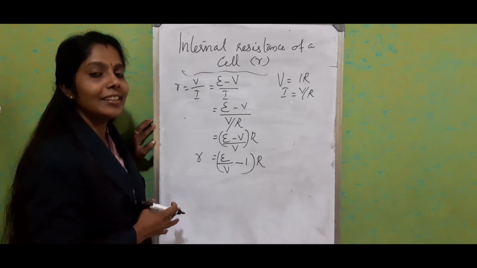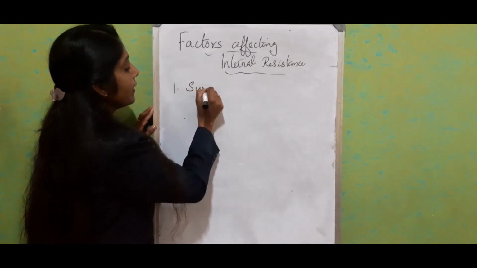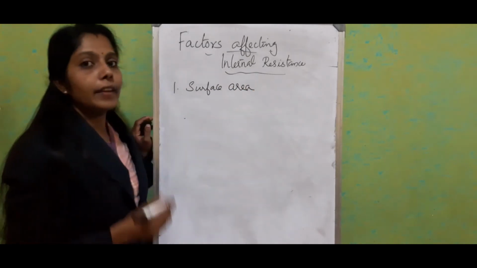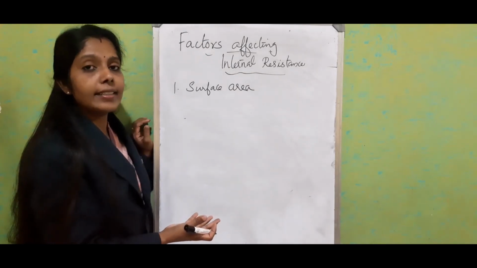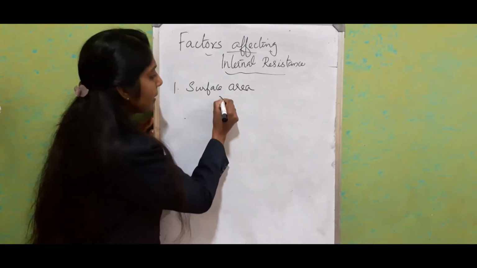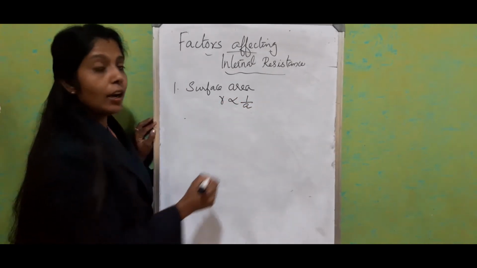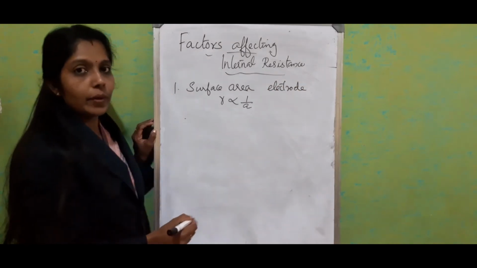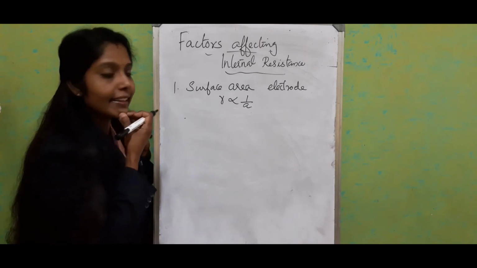Let's see the factors affecting the internal resistance. The first factor which affects the internal resistance is the surface area of the electrode. As the surface area increases, the internal resistance decreases. Or we can say internal resistance is inversely proportional to the surface area of the electrode.